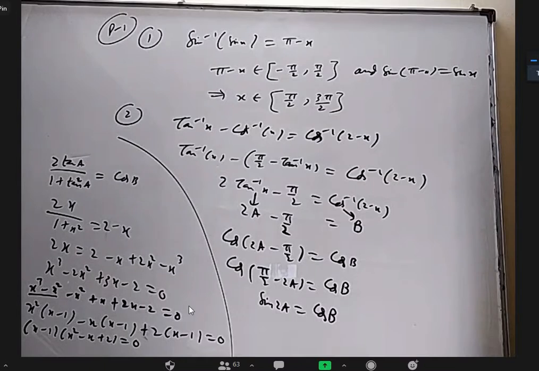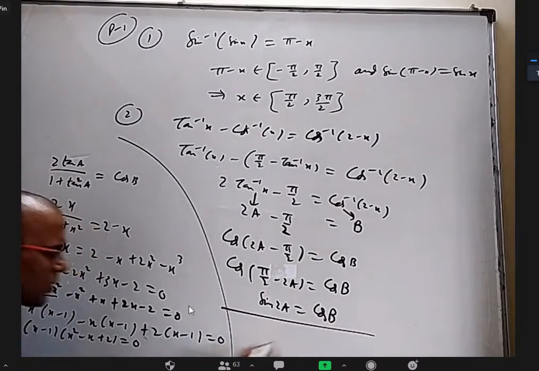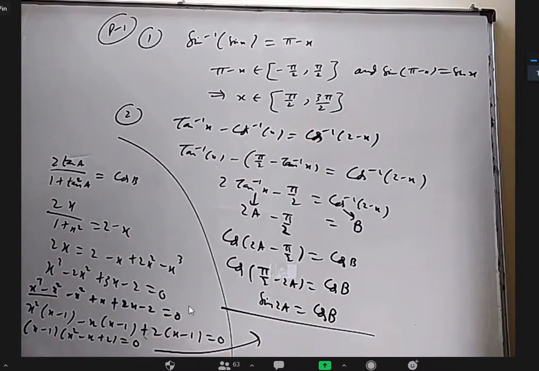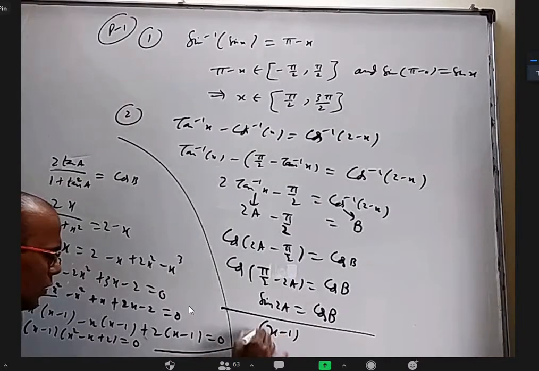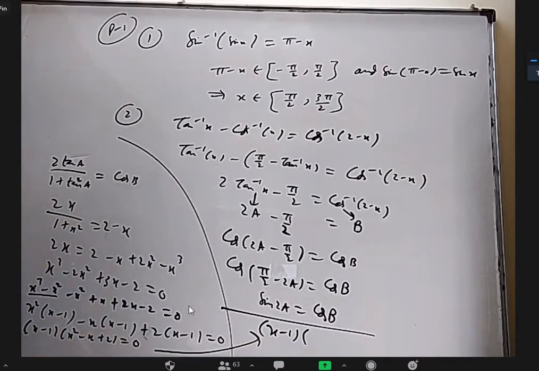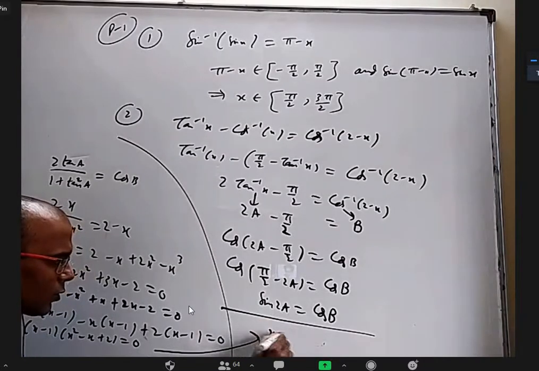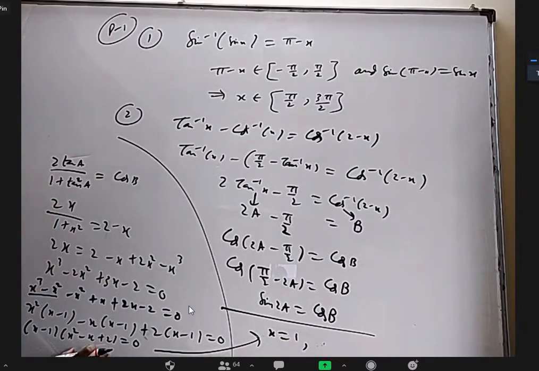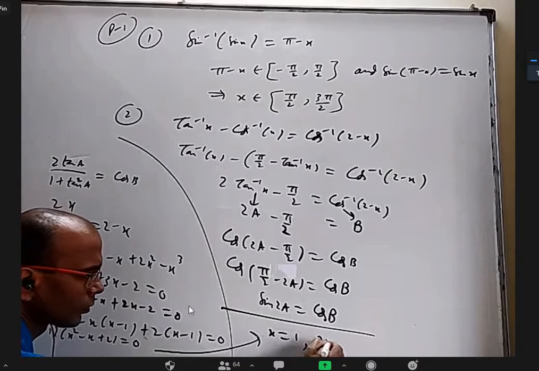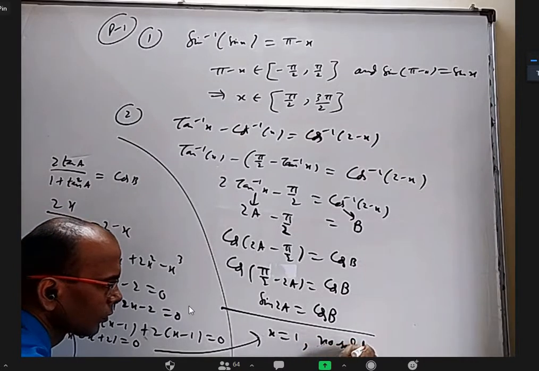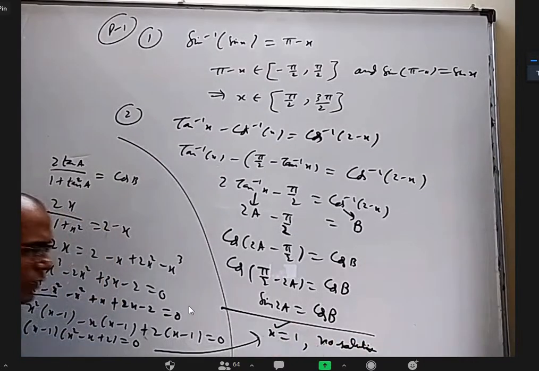So x minus 1 into this quadratic. Further, x equal to 1 or minus 1 will not satisfy it. These roots are complex numbers. This doesn't have any solutions, so no solutions for this quadratic equation. So only x equal to 1 is correct.